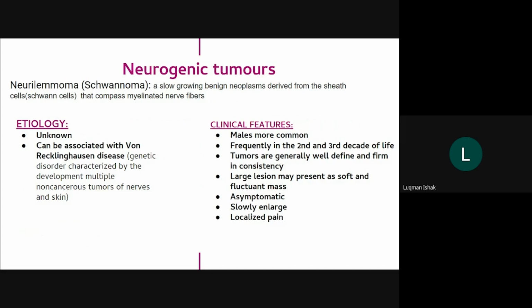For the clinical features, males are more commonly affected compared to women, frequently in the second and third decade of life, and the tumors are generally well-defined and firm in consistency. A large lesion may present as a soft and fluctuant mass, and it is asymptomatic, slowly enlarging, with localized pain.